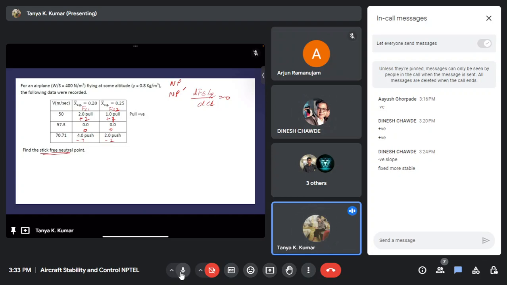We have Fs1, we have Fs2. We need to find out the point at which dFs by q by dCL is 0. So take a moment or two to try and come up with the steps to solve this. This is how the stick-free neutral point is obtained from experimental data.